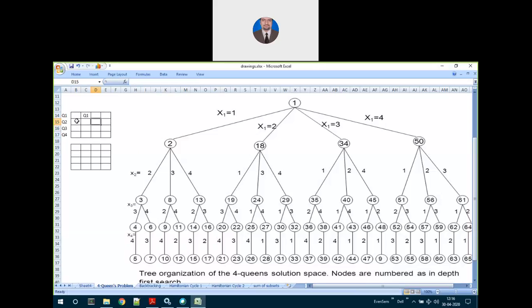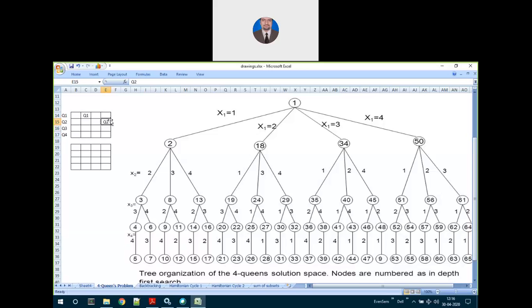Then next will be what? Q2 can be placed in the third column. Suppose if I keep it on the third column, again the violation will be there because Q1 and Q2 both will be on the same column, so it is also not possible. Then where else can I keep it? I can keep it on the fourth column. So Q2 I can keep on the fourth column.